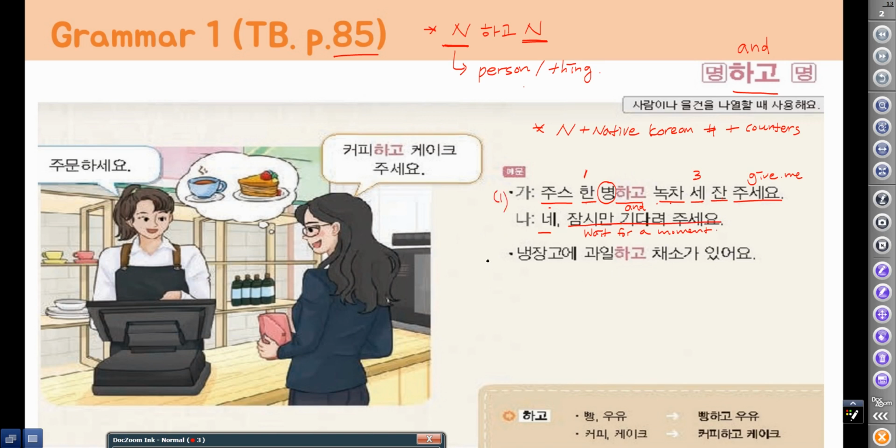Another one. 냉장고에 과일하고 채소가 있어요. There are two nouns. 과일하고 채소가 있어요. 과일, fruit, and vegetables. 냉장고에, in the fridge. In the fridge, there are fruit and vegetables. So remember two things. With N하고 N, you can use it with a noun and a noun. Also, you can use it with the counter. Okay?